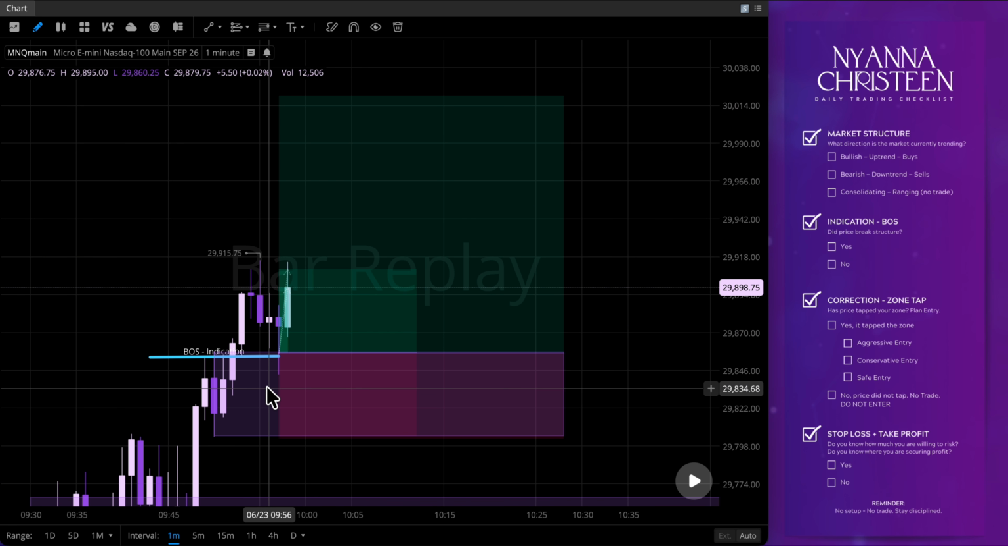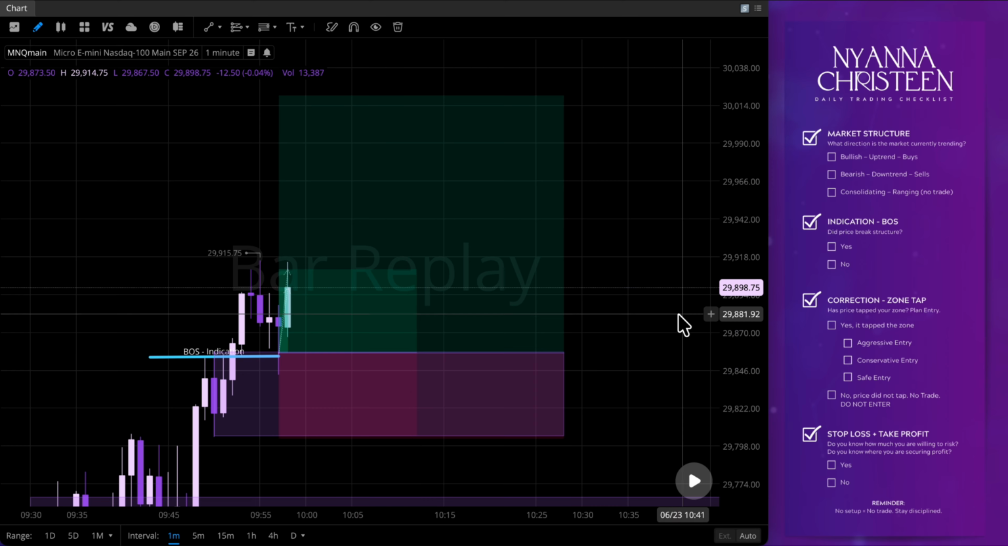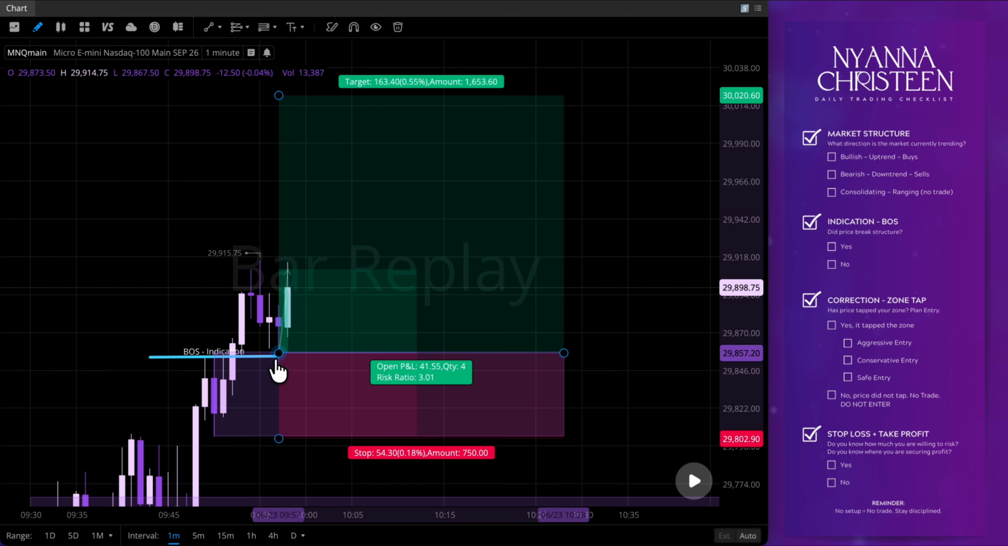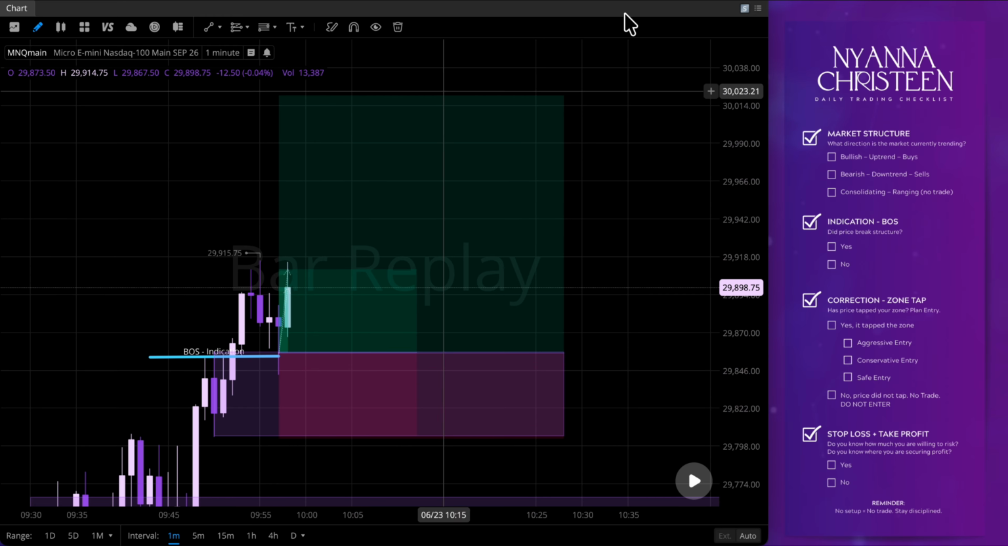Boom. As soon as it hit, we were out. That's it. That's literally an aggressive trade. We was barely in drawdown. It only came in here and price closed outside and continued up. That would have been our aggressive trade. Just like that.